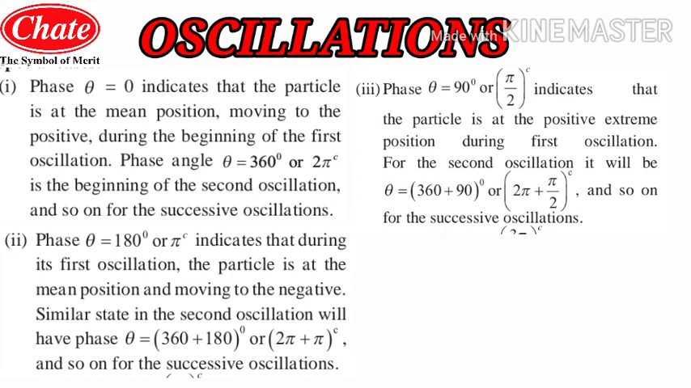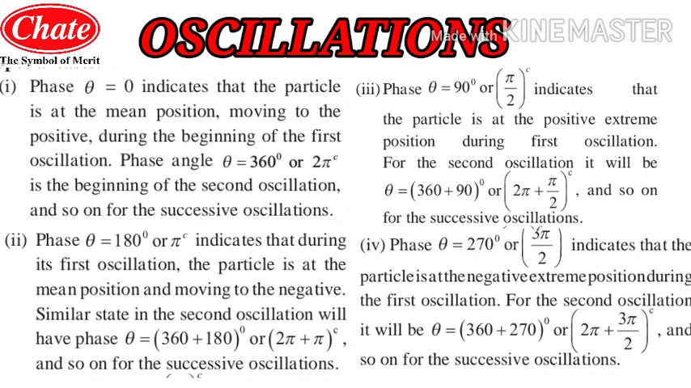Now students, we will move toward the last phase, at which theta is 270 degrees, which in radian is 3 pi by 2. It indicates that the particle is at the negative extreme position. At theta equal to 90 degrees, the particle was at the positive extreme position, and at this fourth phase, theta equal to 270 degrees, the particle will be at the negative extreme position during the first oscillation.